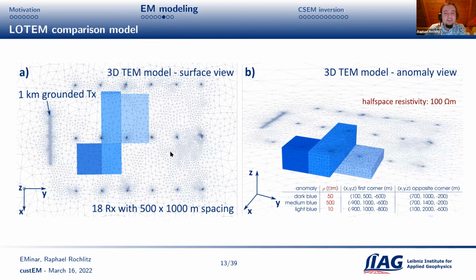the Dublin test model. We have 3 different anomalies in the subsurface, a 1 kilometer long dipole transmitter. We have 3 observation lines with 6 stations each. And the anomalies are 2 conductive and 1 resistive in a half space of 100 ohm meters. And the overall dimensions are something like 6 by 4 kilometers. So this is a kind of low-scale model for the comparison of our time domain methods.